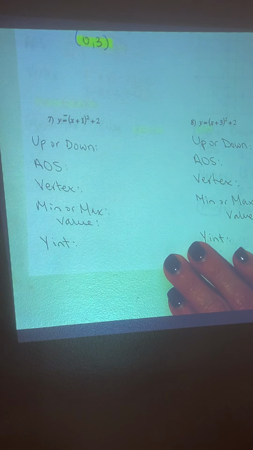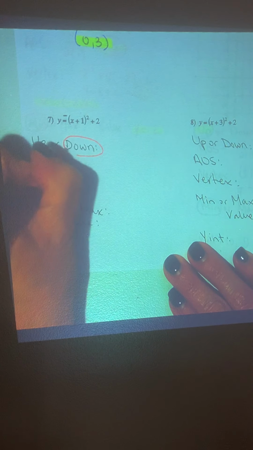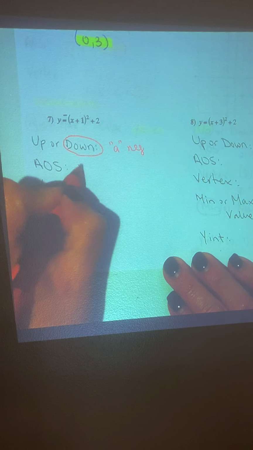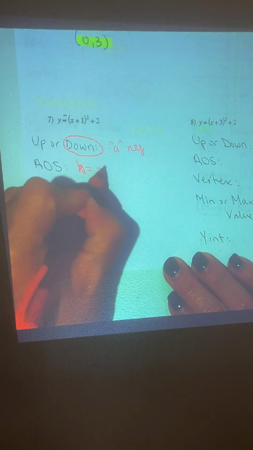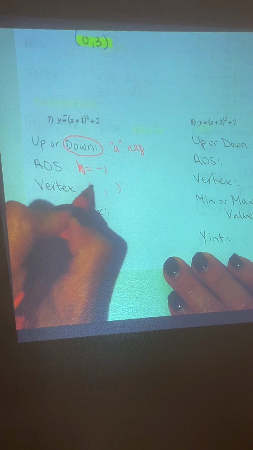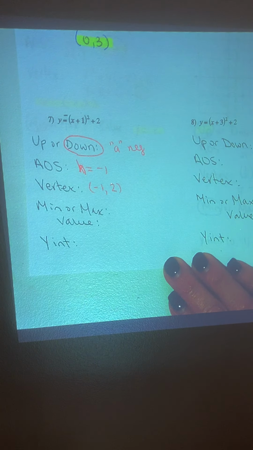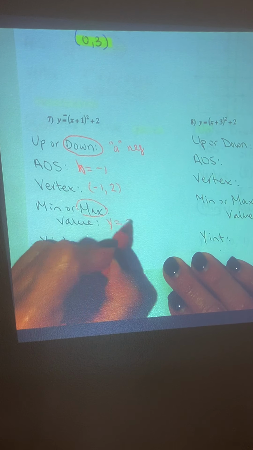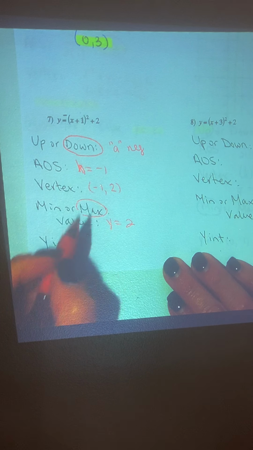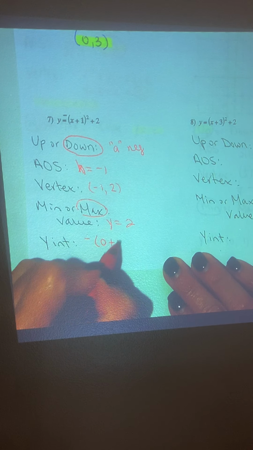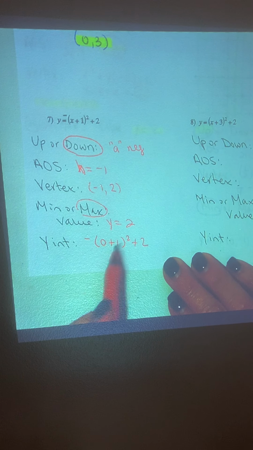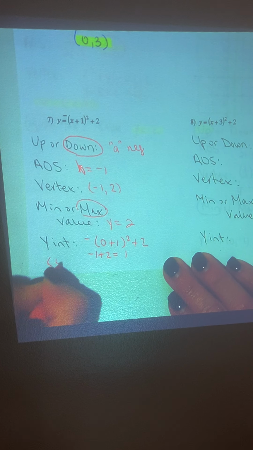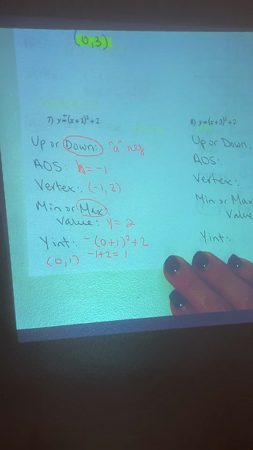Okay, up or down, it opens down because a is negative. Axis of symmetry, take the opposite: h equals negative 1. Vertex (h, k) is negative 1, positive 2. Min or max: if it opens down, it's a max, and y equals 2. For the y-intercept, let x be 0. Negative 0 plus 1 squared plus 2. 1 squared is 1, so that's negative 1 plus 2 equals 1. Ordered pair 0, 1. Remember, the y-intercept you want is an ordered pair.